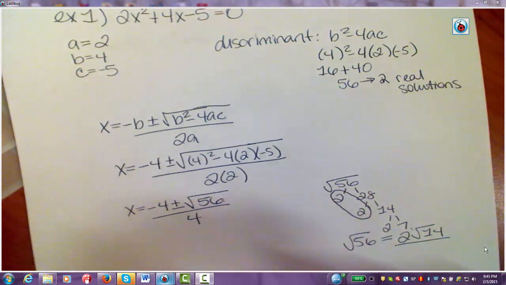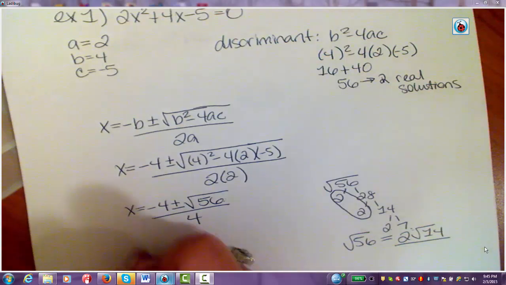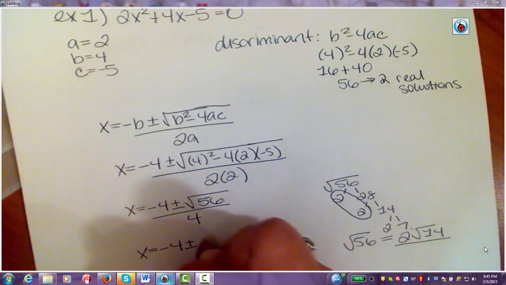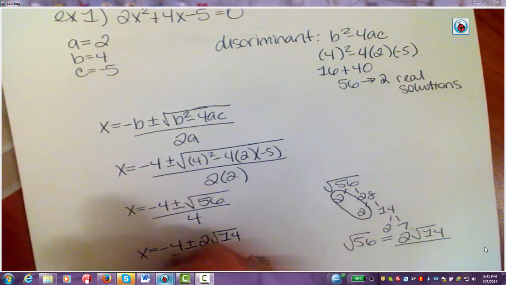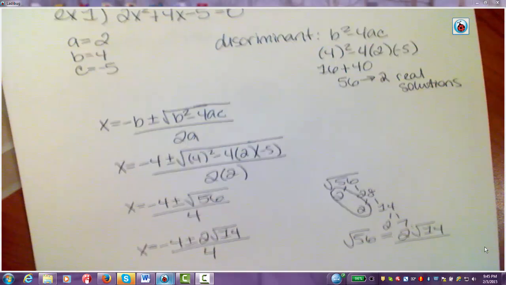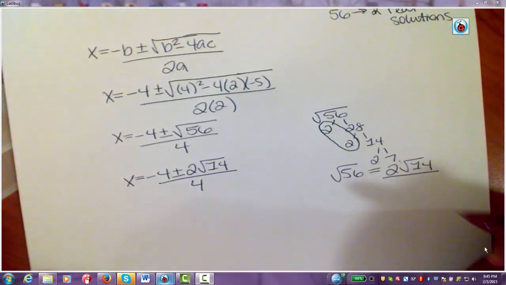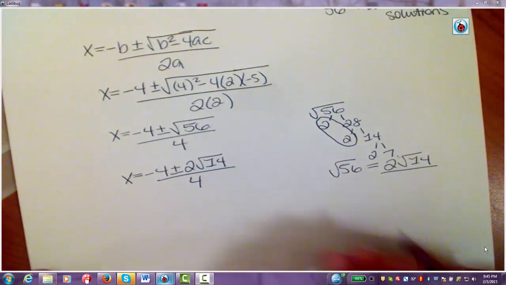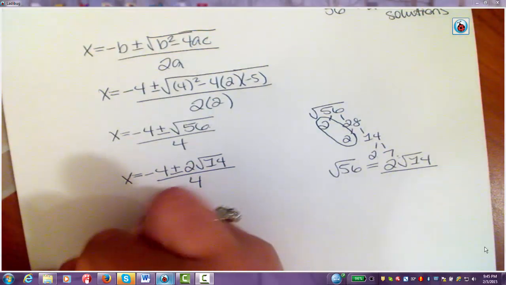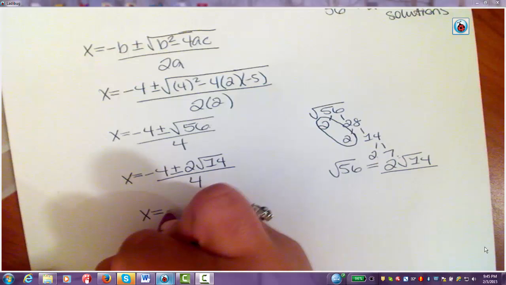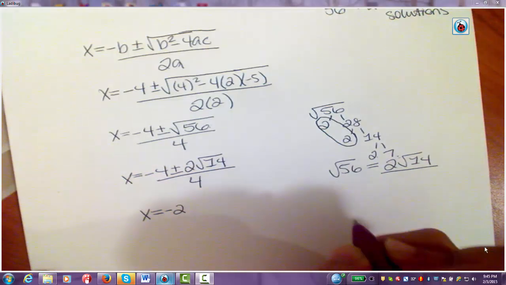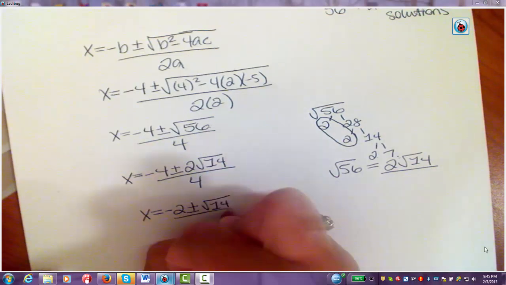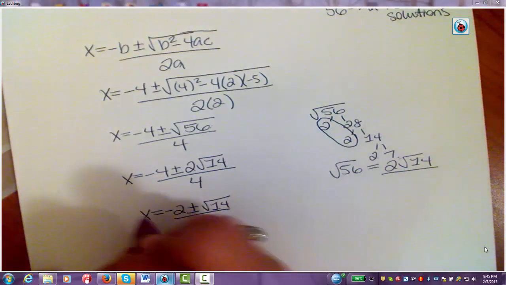So now we can simplify what we got for x. So x equals negative 4 plus or minus 2 square roots of 14 over 4. You're probably thinking you're done now, but that's not the case. We have to simplify until we can't simplify anymore. So x equals negative 2 plus or minus the square root of 14 over 2. And now you're done.